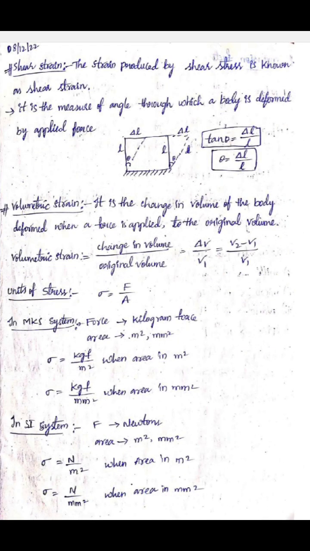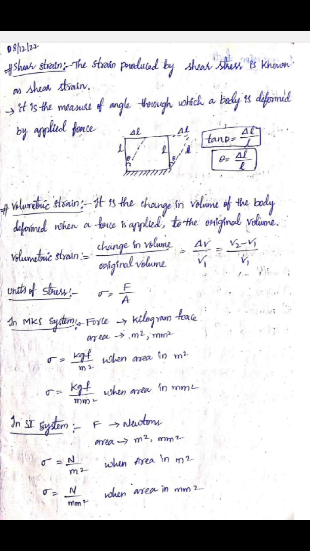Shear strain is the strain produced by shear stress. It is a measure of the angle through which a body is deformed by applied force. You can see there the shear strain, tan theta equal to delta L by L. Delta L is the change in length. Theta is the angle there. Theta equal to delta L by L.